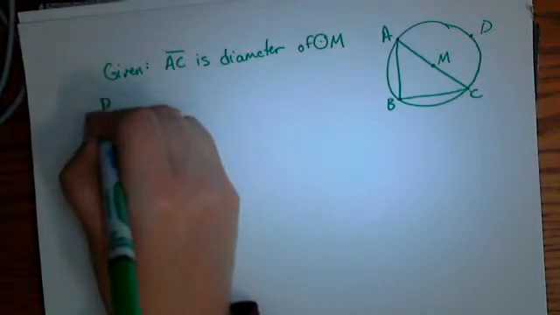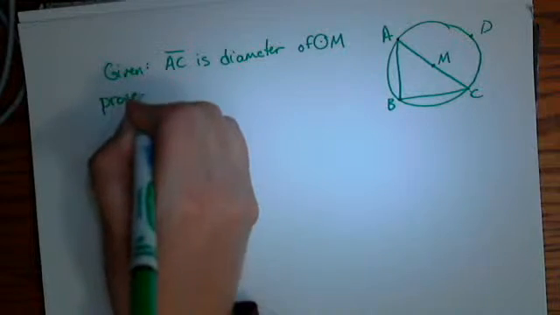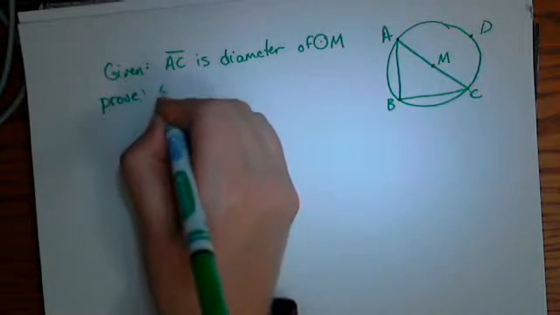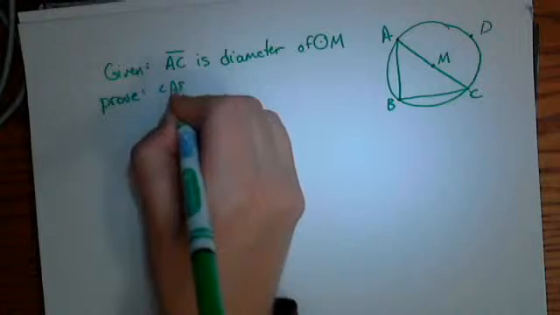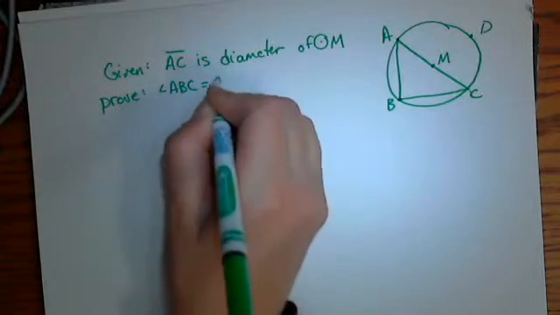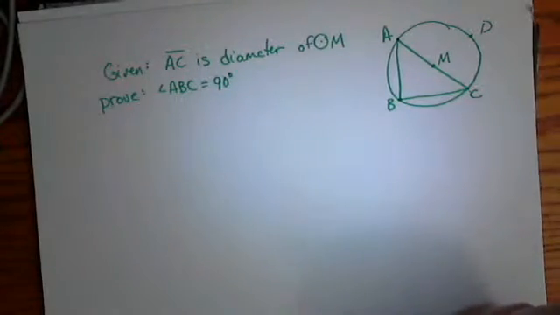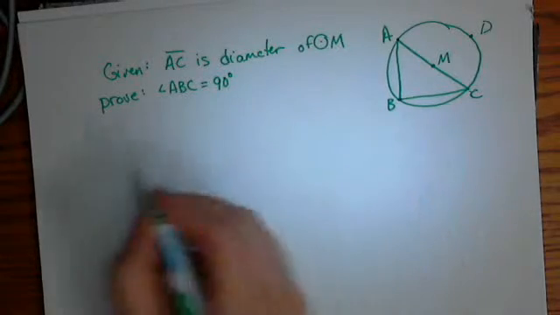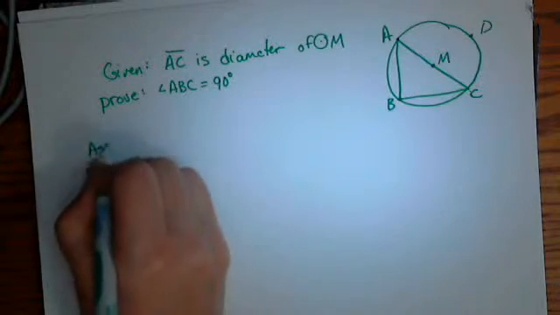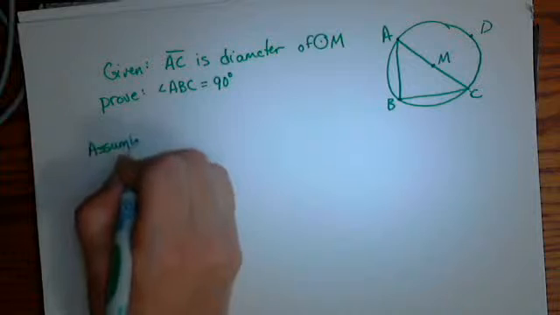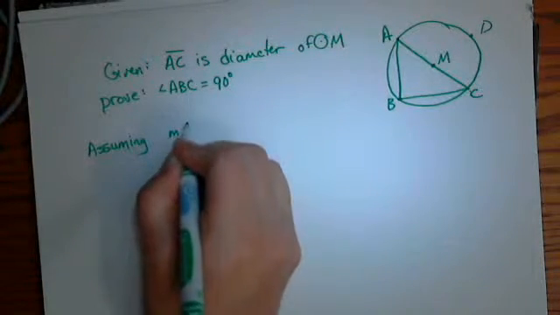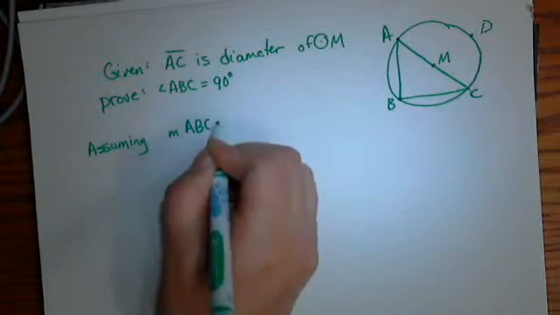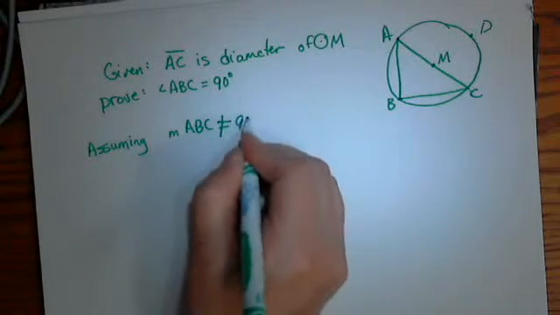And what we're trying to prove is that angle ABC is equal to 90 degrees. That's what we want to prove. So we're going to start by assuming that the measure of angle ABC is not equal to 90 degrees.